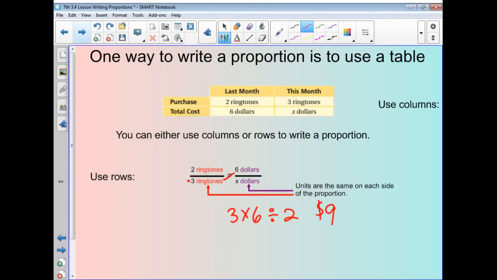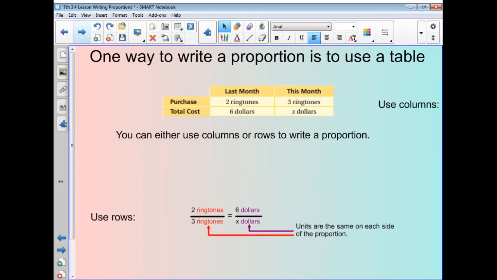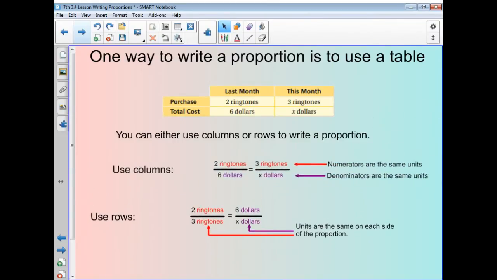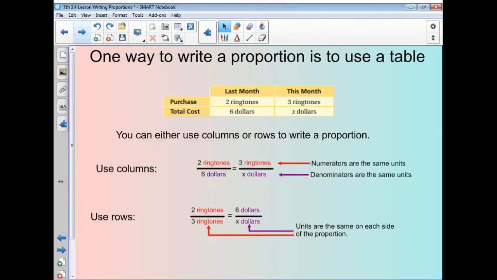The key thing when working proportions is that you are matching labels in some sort. Here, we matched labels in the same fraction. In our other one, we matched labels on the levels. Let me pull that one back out so you can compare these two. Here we matched labels going on the level, so my top was my ringtones and the bottom was my dollars. It depends how you prefer, and it doesn't matter, just make sure that you're matching those up.